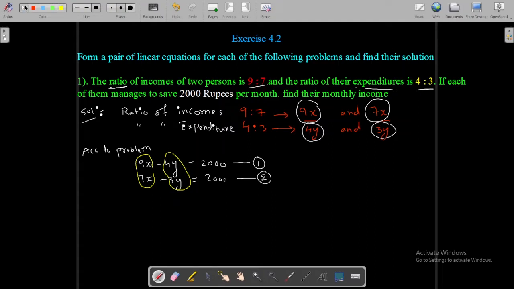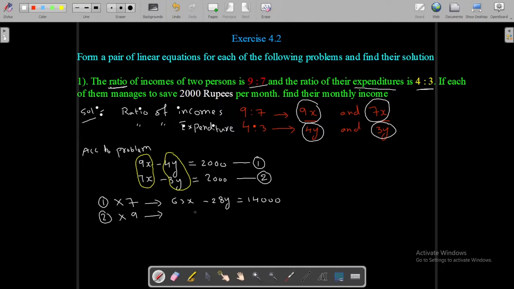So for that, I am multiplying equation 1 by 7. If I multiply equation 1 by 7, what will happen? 7 nines are 63x minus 28y is equal to 14,000. Similarly, second equation into 9.